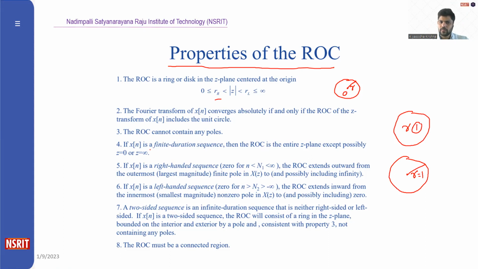The fourth property: if x of n is a finite duration sequence, then the ROC is the entire Z plane except possibly z equal to 0 and z equal to infinity. For example, take the signal X of z equal to 1 plus z to the power of minus 1 plus z to the power of minus 2. So if you consider 1 plus 1 by z plus 1 by z square, and take the LCM of z square, then it is z square plus z plus 1 over z square. That is your X of z, and this function is defined for any value of z.